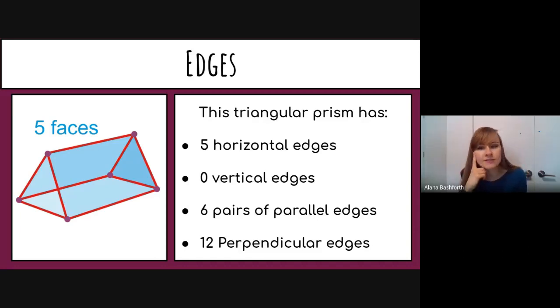It has 6 pairs of parallel edges. So find 2 edges and see if they're parallel, then that's a pair. So the 2 triangles, that's 3 parallel edges just right there. And then the connectors also have different combinations of parallel. And then there's 12 perpendicular edges.